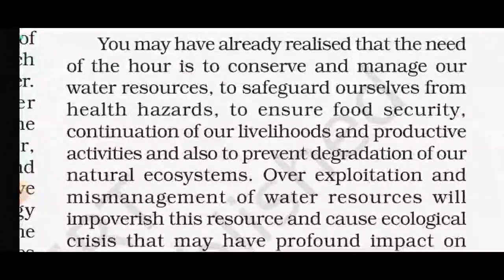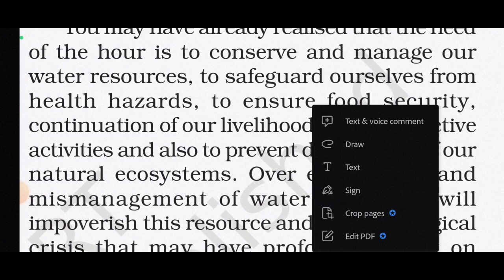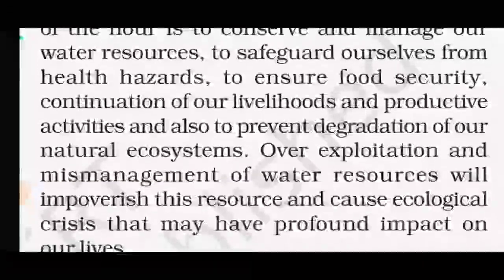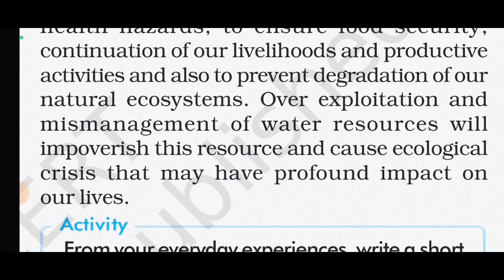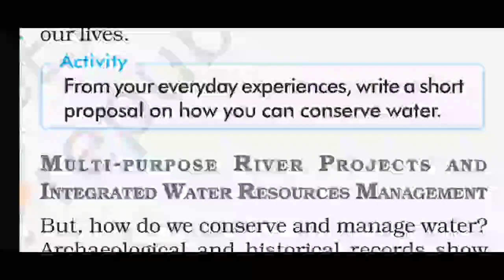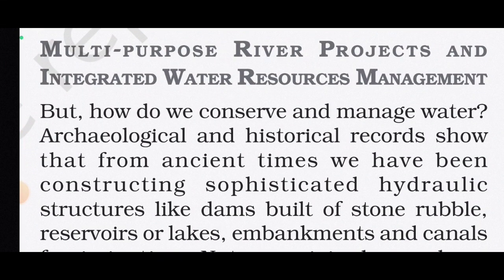You may have already realized that the need of the hour is to conserve and manage our water resources, to safeguard ourselves from health hazards, to ensure food security, continuation of our livelihoods and productive activities, and also to prevent degradation of our natural ecosystems. Overexploitation and mismanagement of water resources will impoverish this resource and cause ecological crises that may have profound impact on our lives. Multipurpose river projects and integrated water resources management.